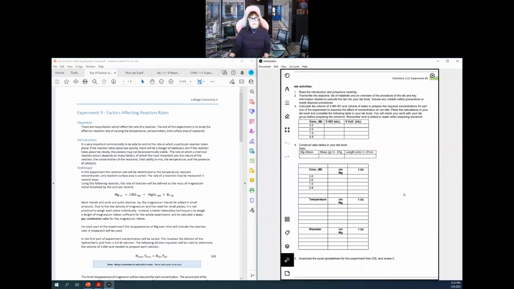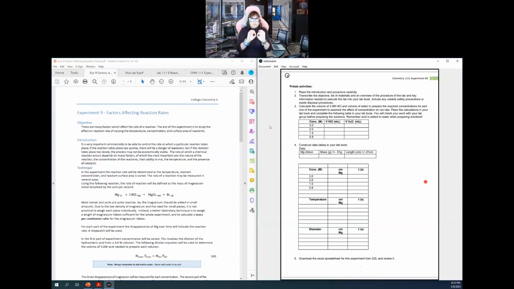So I am looking at the lab summary that exists, and we're going to be looking at experiment 9, as I said. This is based on what's in the lab manual, which is the reaction between Mg solid and HCl, going to MgCl2 plus H2 gas. And every one of the things that we're going to be doing today is based on that experiment. So things that we're going to change are factors that may affect our reaction rates. So concentrations, temperatures, and the diameter of the coil.